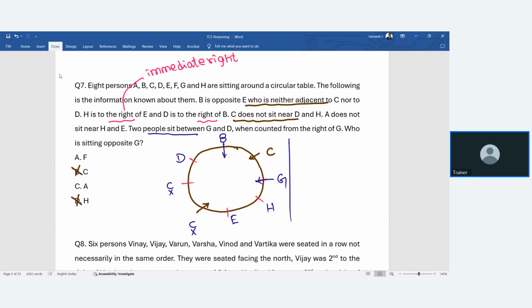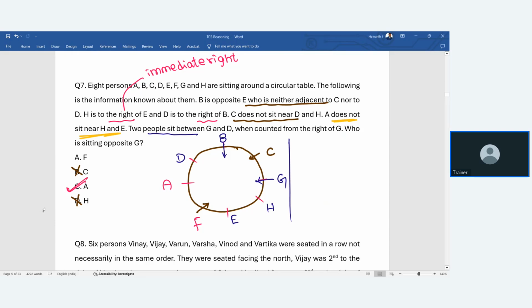For that there is one more statement: A does not sit near H and E. So A cannot come here. A must be here. Opposite G is A, and F will be here. Who is sitting opposite to G is nothing but A. So one by one, we have to do trial and error, whether it fits here or not. First apply the direct data, then do trial and error, then you can understand what the answer is.